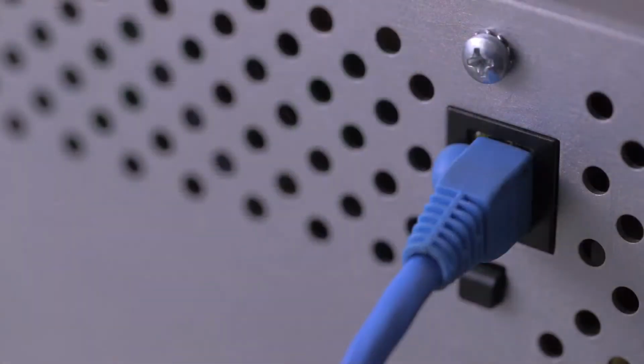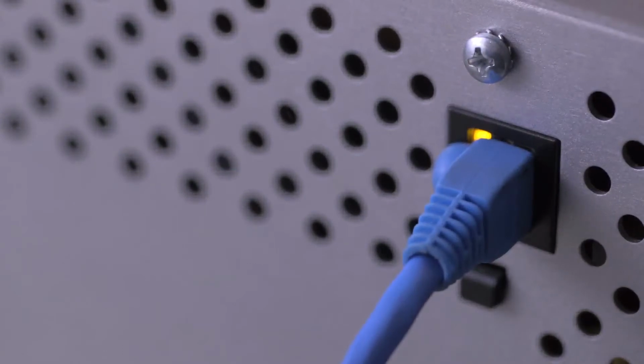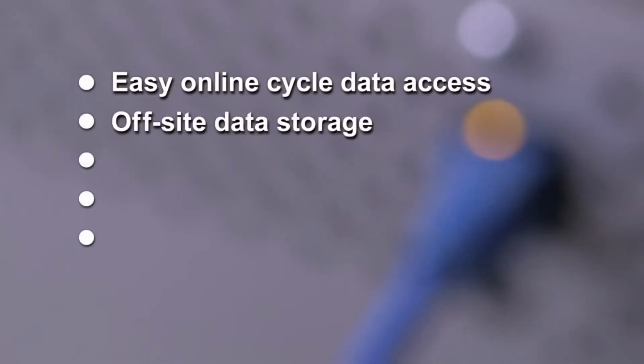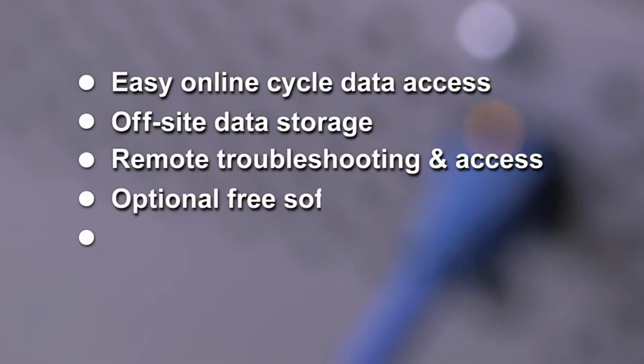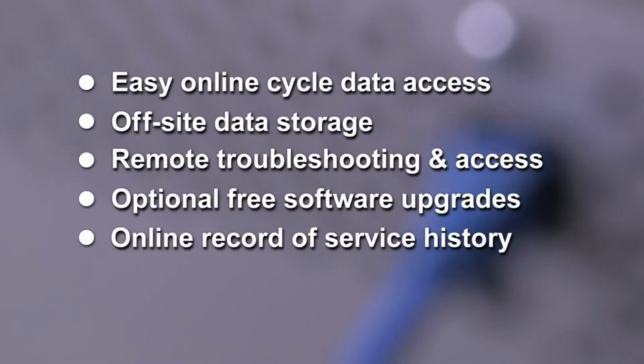Before we get started, it's important to know and remember everything behind the new touchscreen is the same as previous models. Same parts, error codes, and cycles. What is different is the way the G4 connects to your office network, internet, and the possibilities that gives you and your client. Easy online cycle data access, off-site data storage, remote troubleshooting and access if the client allows, free software upgrades if the client chooses, an online record of service history.